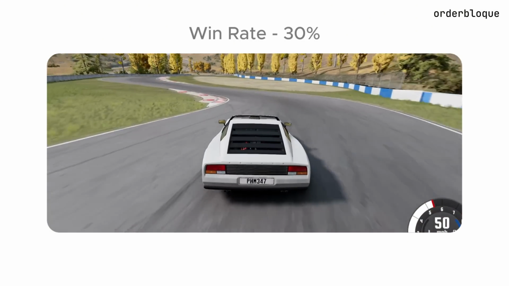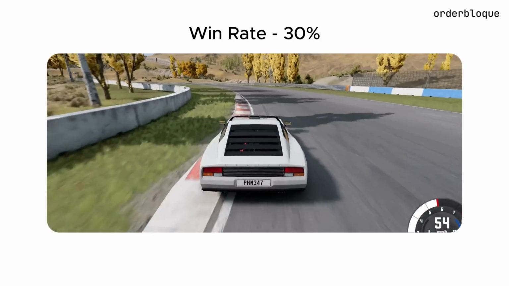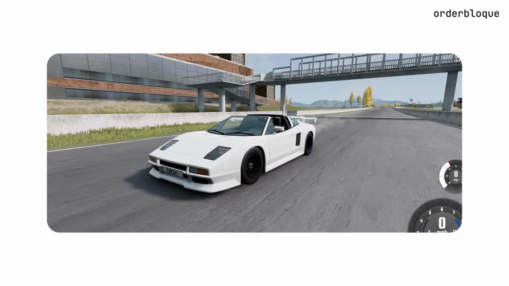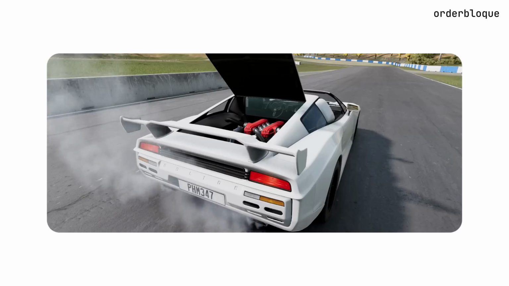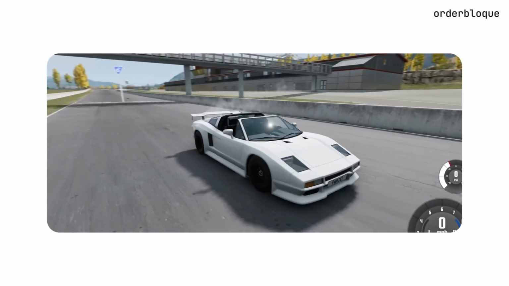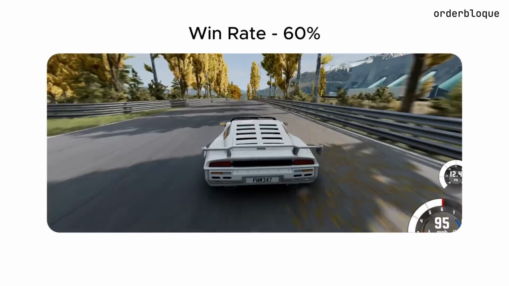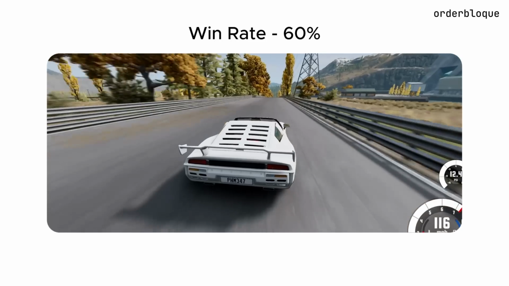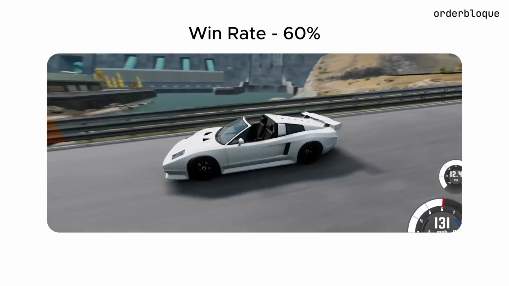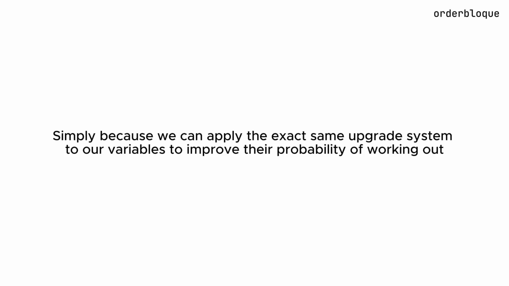Let's assume the probability of this event is 30%, and roughly speaking, out of 10 attempts, we will win only 3 on average. However, thanks to the game's upgrade system, we can modify the car's design or parts. Let's say we change the engine to a more powerful one, change the wheels and suspension, and improve aerodynamic elements. As a result, across different metrics, we get a probability twice as high, which is now 60%. And now out of every 10 races, we get 6 wins. But why am I telling you all this? Simply because we can apply the exact same upgrade system to our variables to improve their probability of working out.